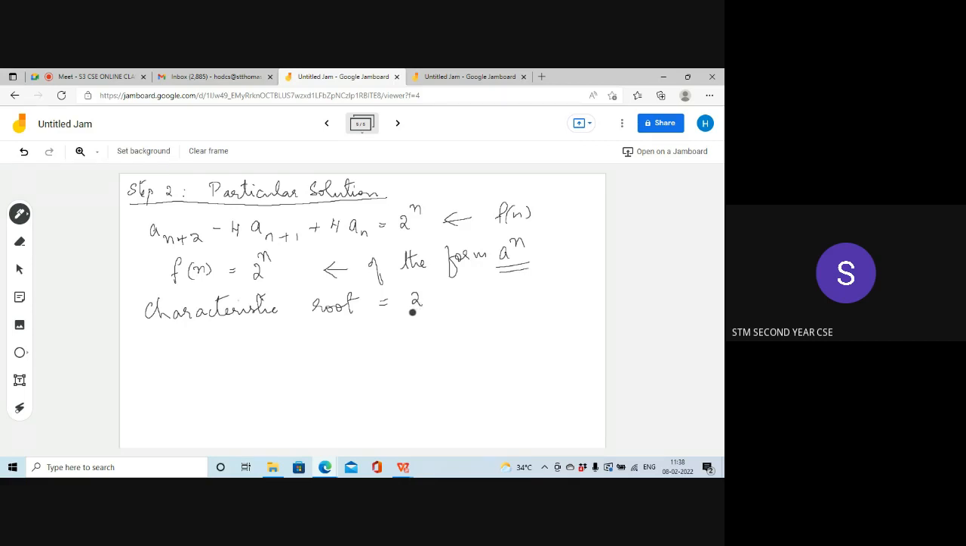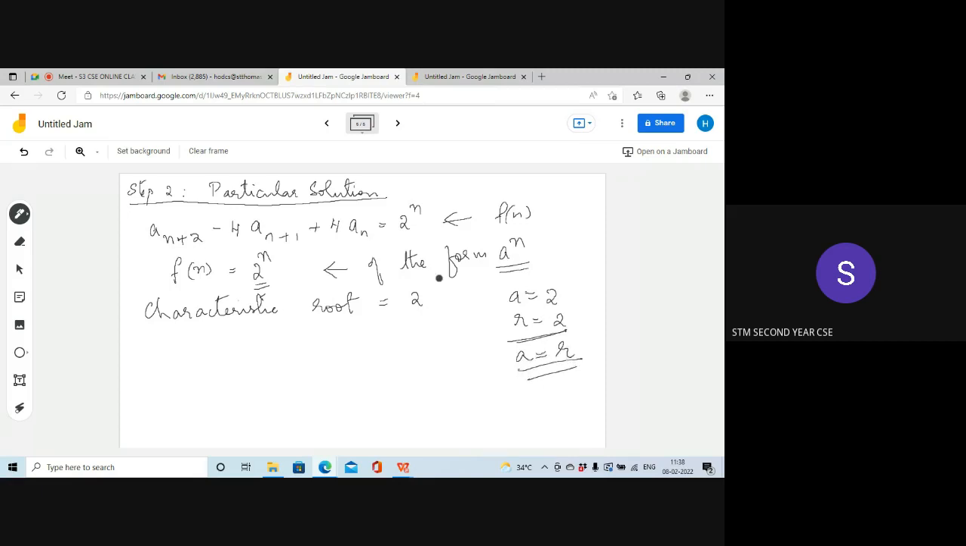We have to compare this root with which value? I want to write the particular solution. Before writing the particular solution, I have to compare the characteristic root with a. It is of the form a raised to n. In the question, a is equal to 2, and the root r is also equal to 2. So a is equal to r.